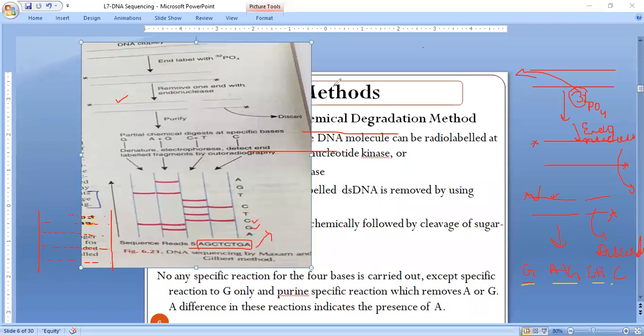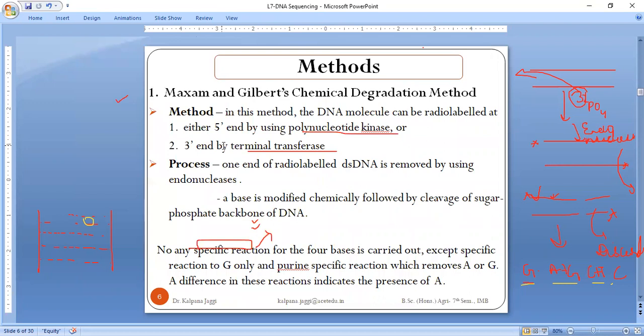So this is all about the chemical degradation method, where we stress the radio labeling of the ends of the DNA and thereafter its chemical digestion. You must be getting confused, ma'am, here you said chemical degradation is being done with the help of an enzyme. Yes, enzymatic cleavage takes place here, but at the end these bases are to be partially cleaved with the help of chemicals. I let you know this also.